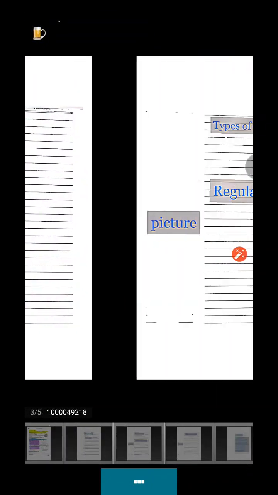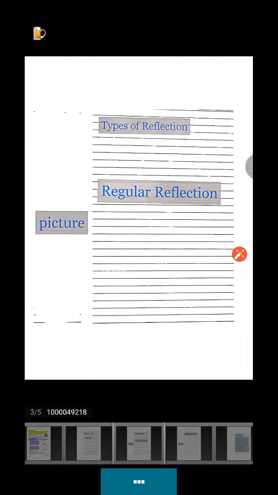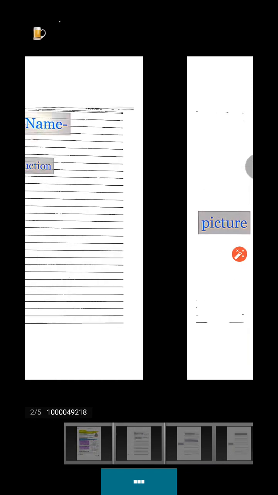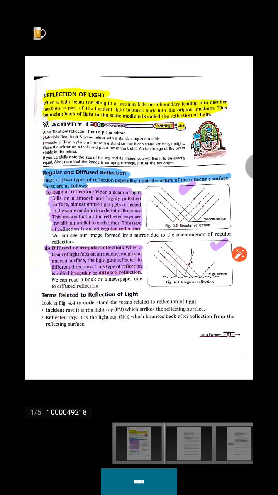Next, in the next page you will write about types of reflection. In the types of reflection part, start from here, regular and diffuse reflection. Here again I have highlighted it with blue. There are two types of reflection. First one is regular and second one is diffused reflection. Just write like this, arrange your sentences.